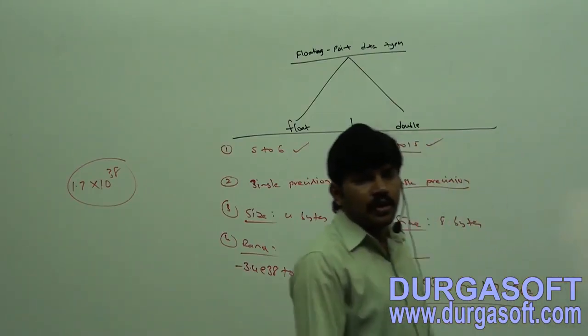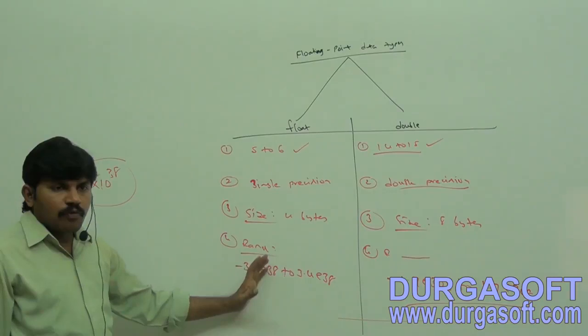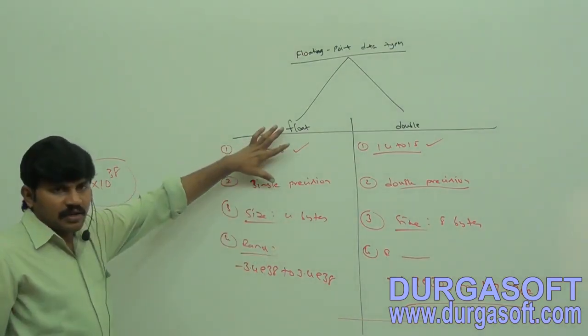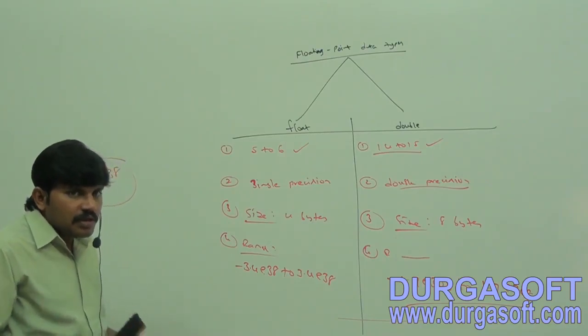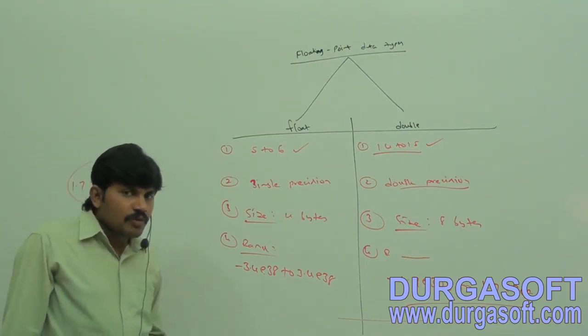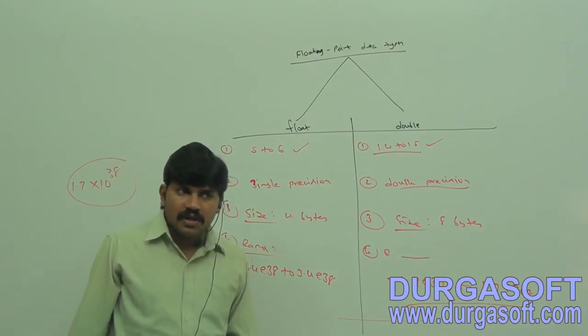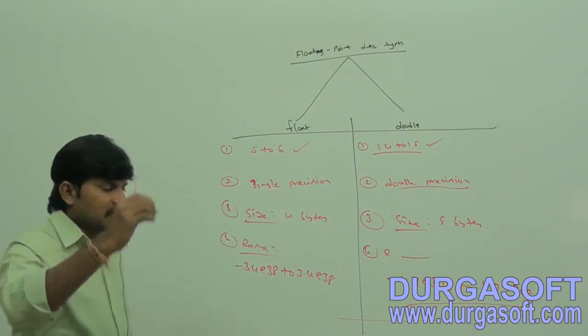That's all. Are you able to understand, right? So this is about the range, if it is float or double. Sir, when should we go for floating point data types? If you want to represent a number with a decimal point. When should we go for integral types? If you want to represent a number without a decimal point, that is nothing but an integral number.